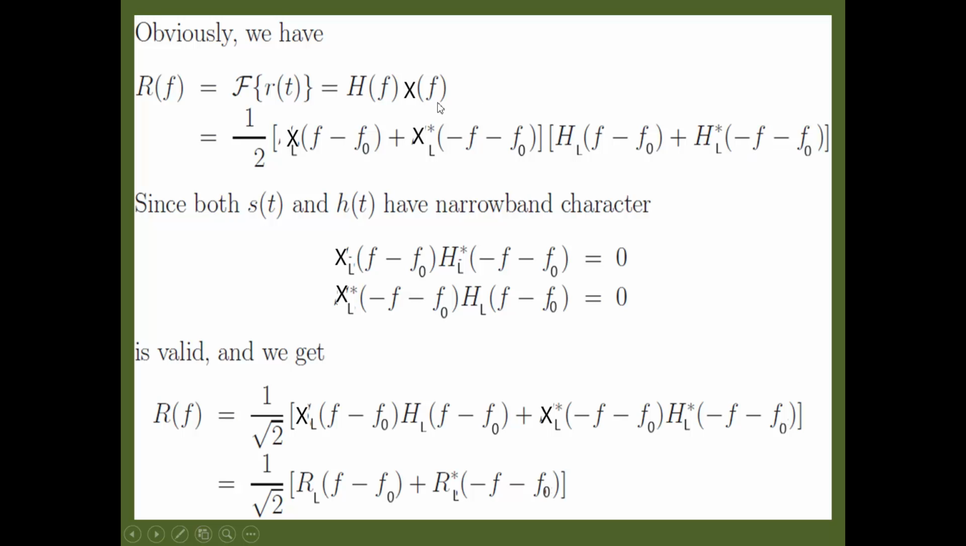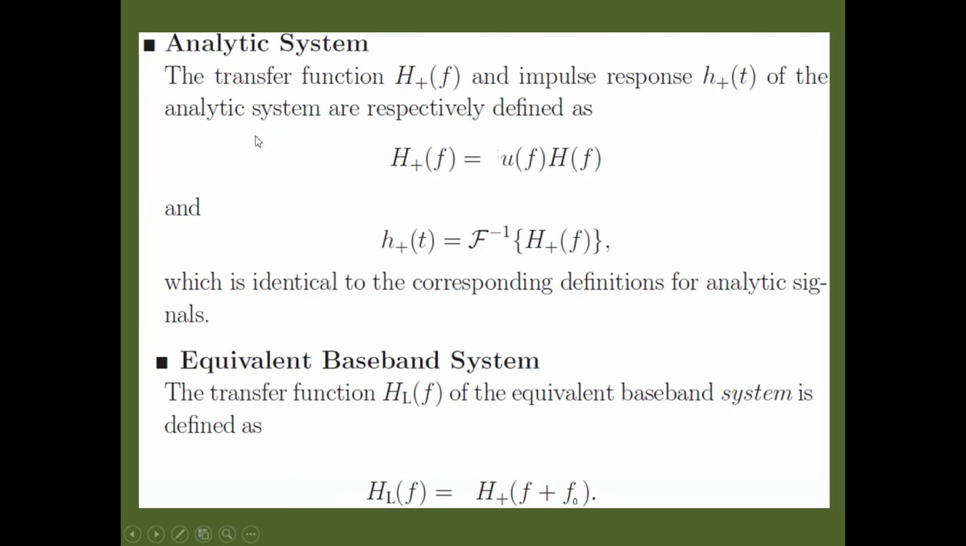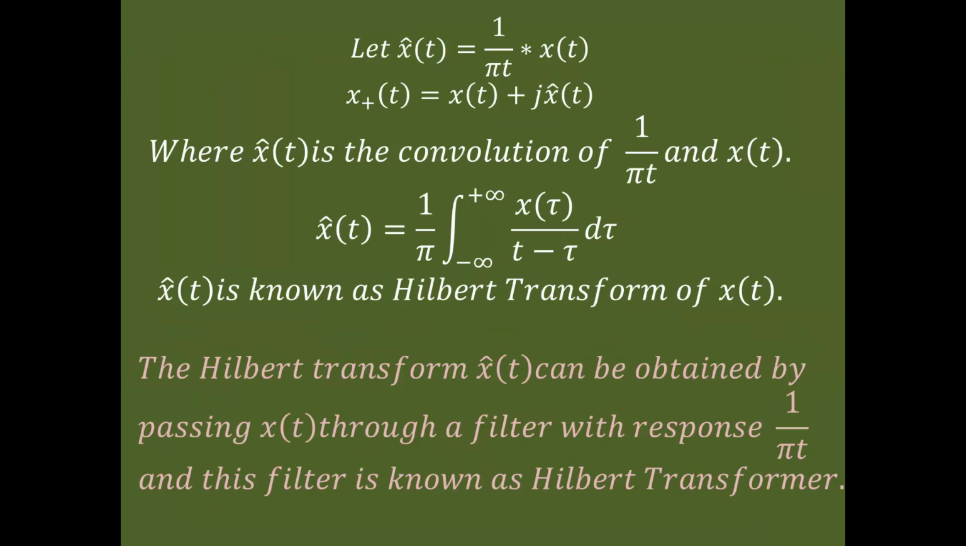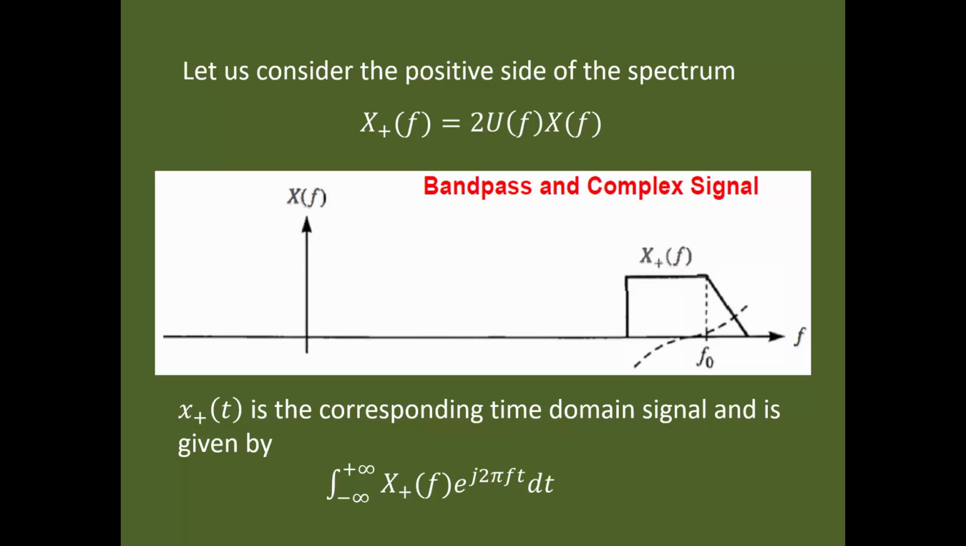A similar operation can be done for the band pass signal also, the same operation. And why this half sign is there, we have to do the scaling factor, because when we took the positive side of the band pass signal, we multiplied it with 2 because we wanted to keep the energy constant.